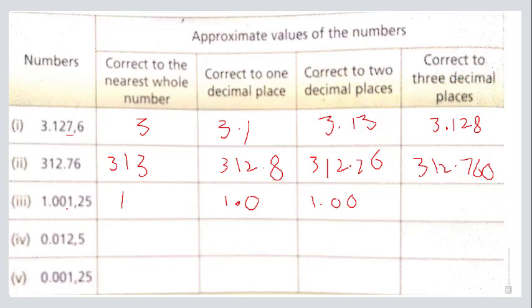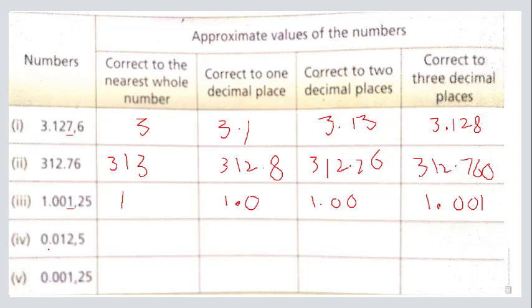Now to the third decimal place, this is first, this is second, this is third decimal place, you will round off to this third digit which is 1. Now after this 1 there is this number which is 2, which is less than 5, so 1 remains unchanged, so you will write 1.001.